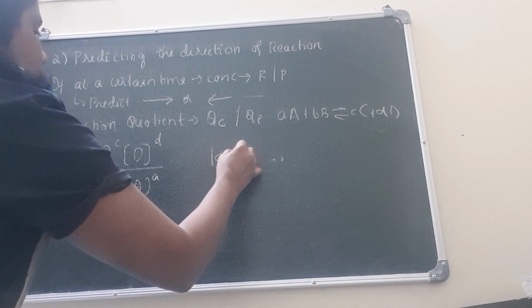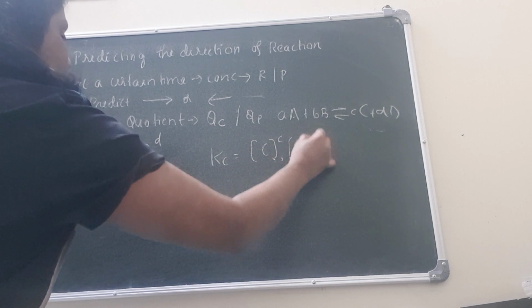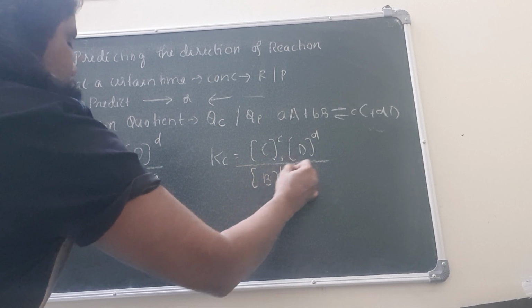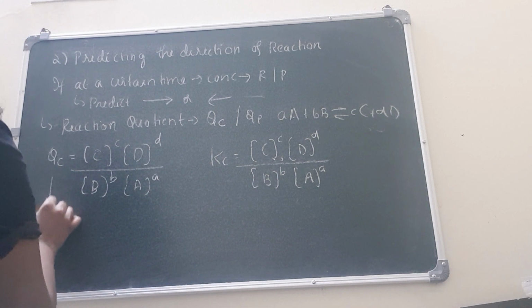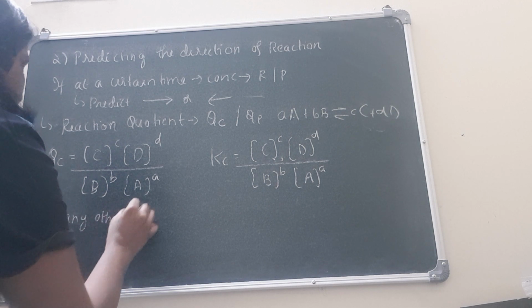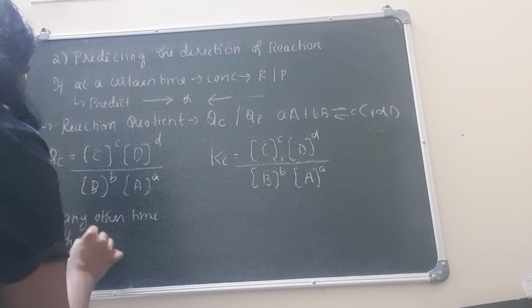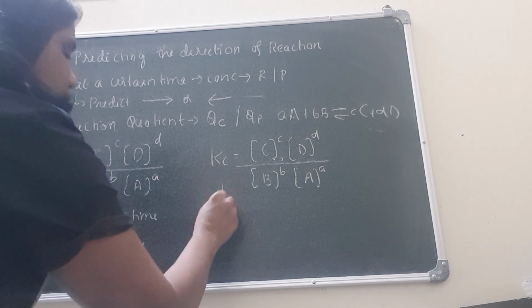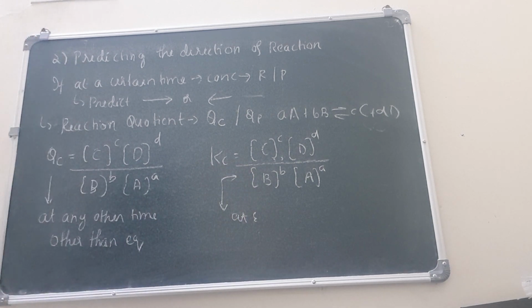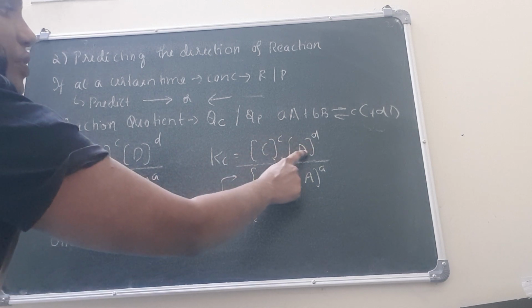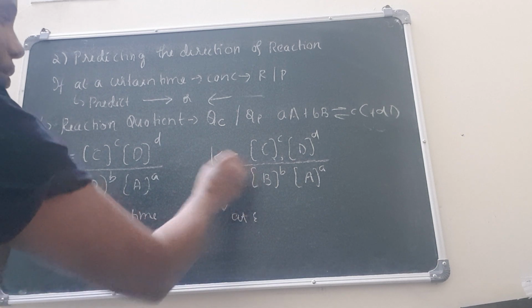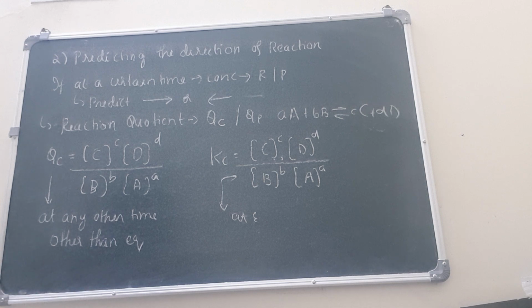Now this very much resembles Kc. If you remember, Kc was also the same. This is the definition of Kc. What is the difference here? This Qc is at any other time other than equilibrium, and this Kc is at equilibrium, meaning concentration at equilibrium. The only difference is that Kc is calculated with the concentrations of the reactants and products at equilibrium, while here the concentrations will be at any other time. Otherwise the definitions are the same, and the only change is the concentration at the given time.